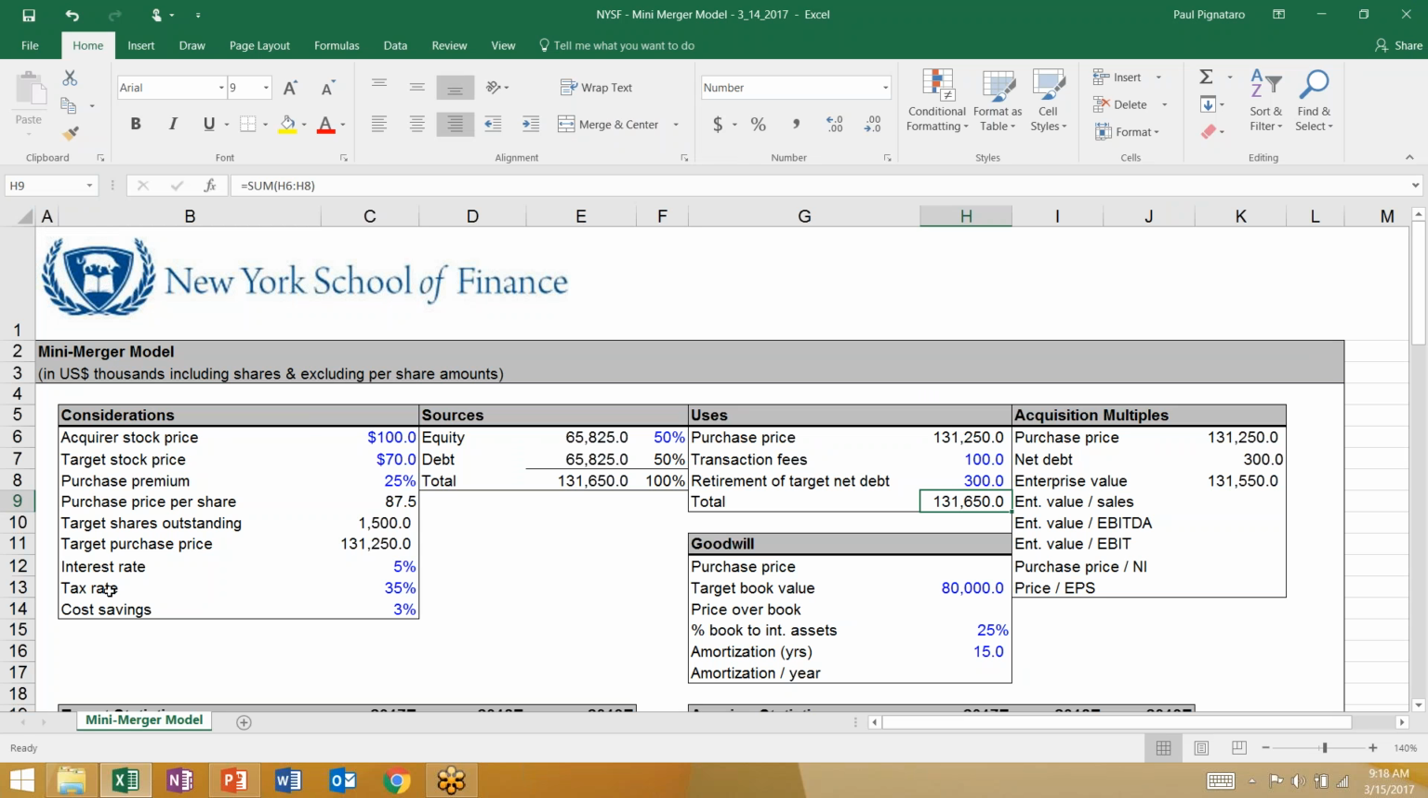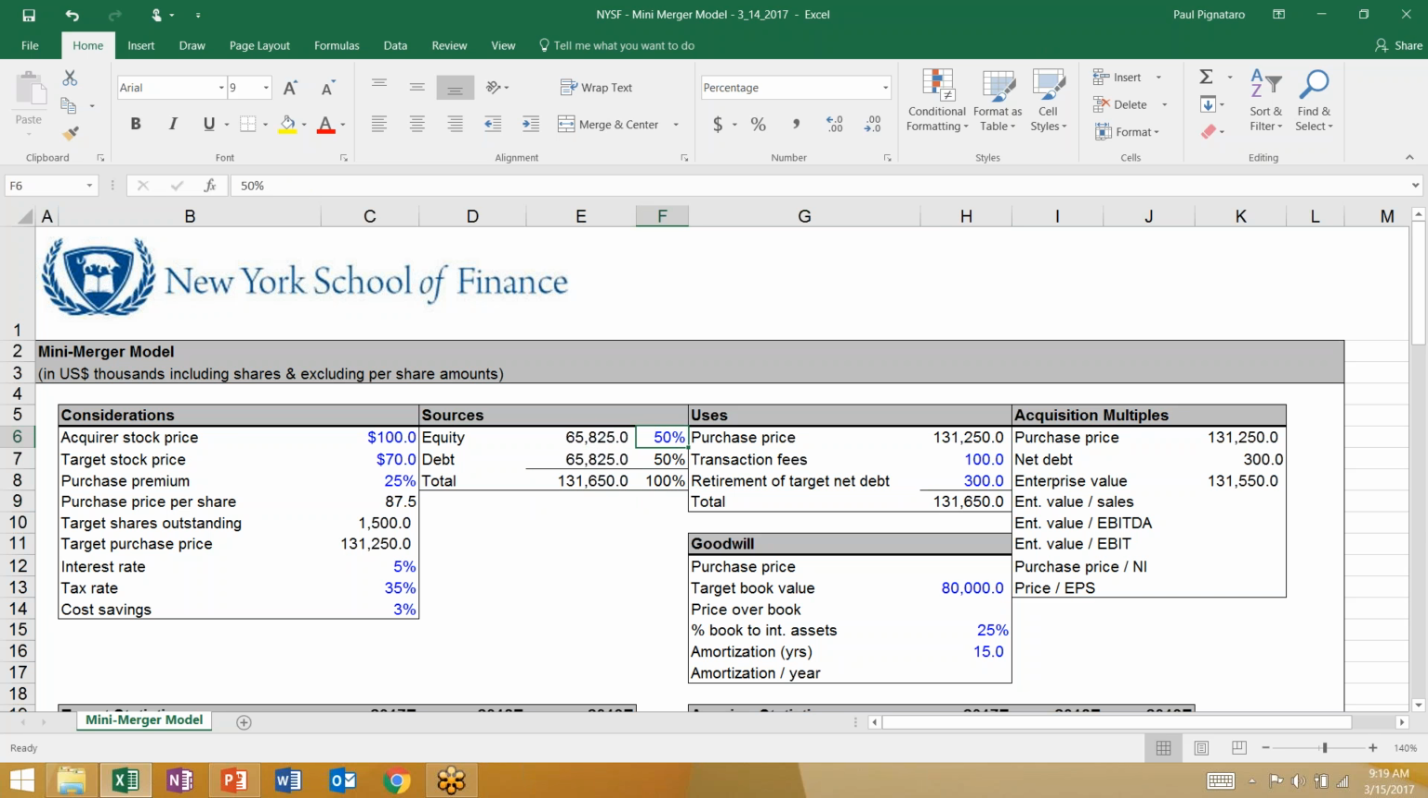So everyone should have this so far, where we laid out the considerations, we laid out the purchase price per share, and we multiplied the purchase price per share by the number of shares to get the implied purchase price. So we're going to be paying $131 million for the target company. We talked about identifying what their target net debt is that will be assumed, and the transaction fees. So they have to put up $131,650,000. We assume for now, let's assume half-half equity debt.